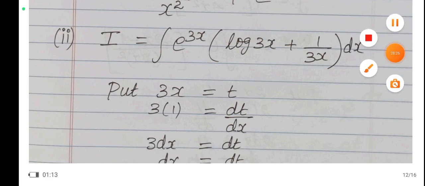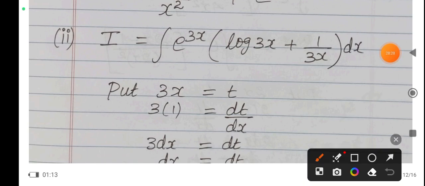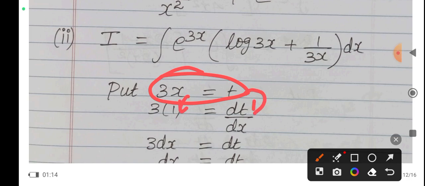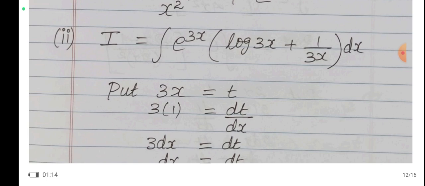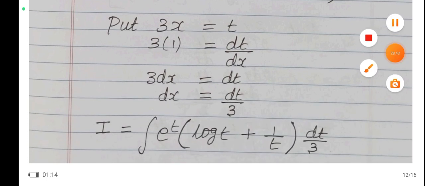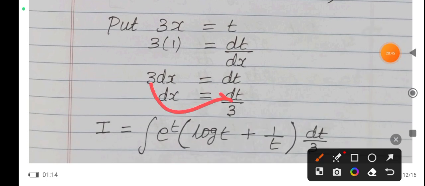Then e power 3x. So 3x we are considering as t. Differentiating x gives 1, so 3 into 1 equals dt by dx. The division of dx goes over as a multiplication. So 3 dx equals dt. What is the dx value if you consider it now? Multiplication 3 comes here as division. So dx is nothing but dt by 3.